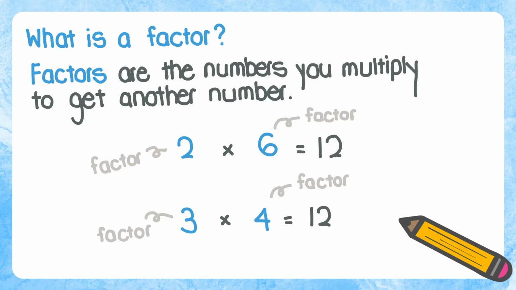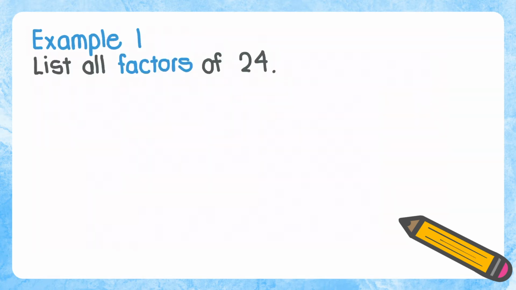So first, let's practice how to find factors of numbers. Here it tells us to list all factors of 24. So we think, what numbers multiply to 24? Let's write it out. So 1 is always going to be a factor, and I know that 1 times 24 equals 24. So these are factors. And I go in order, what about 2?